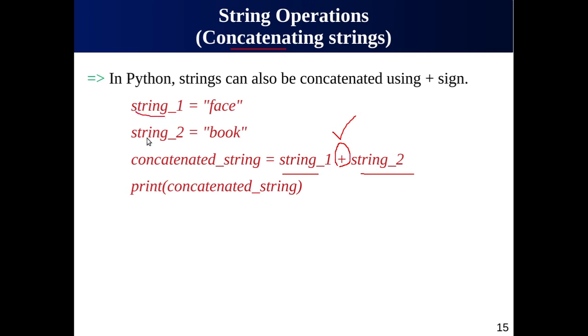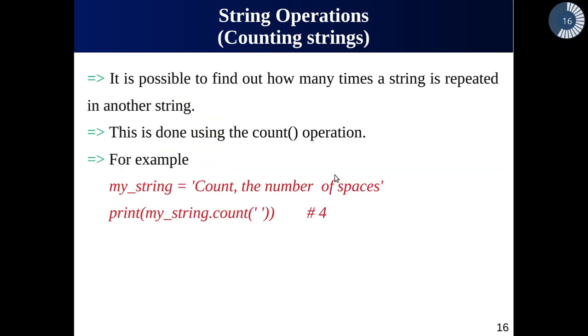We have two strings, string 1 and string 2. The value of string 1 is "face" and the value of string 2 is "book". Then I am applying the plus concatenating operator over these two strings. It will combine them and print them together. Remember, I cannot change or modify the string because strings are immutable, but I can assign the result to a third variable, let's suppose concatenated string, and it will display these two values combined. So the output of this program is "Facebook" written combined. Concatenation of strings is possible with the help of the plus operator.